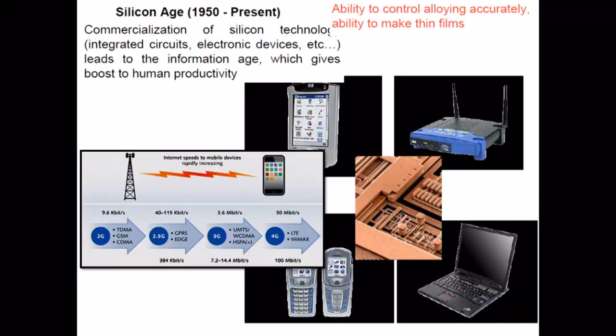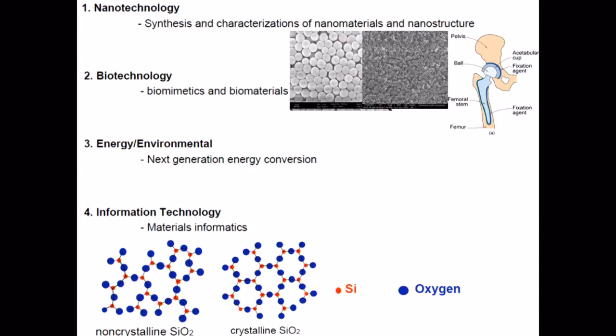Then, most importantly, the silicon age, which led to the information age, right? Whatever silicon, I am able to control, through alloying, and make all sorts of thin films, nano or whatever material, shape and size, which find applications. You can see everything with this silicon age. Then comes the present world, which revolves around nanotechnology, biotechnology, energy, environment, materials, which are involved in all these things, and information technology, right?